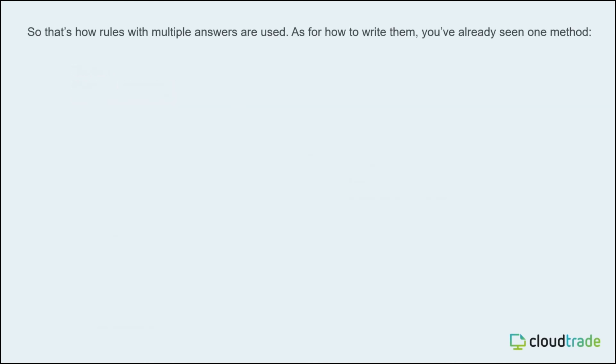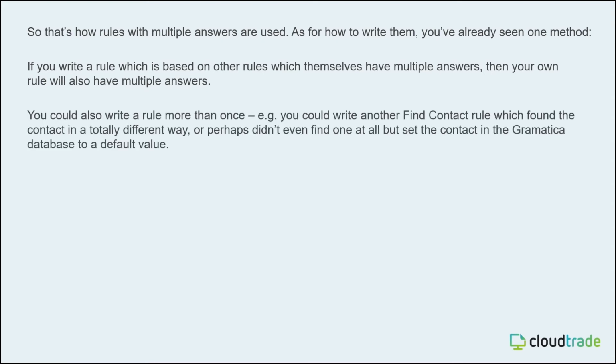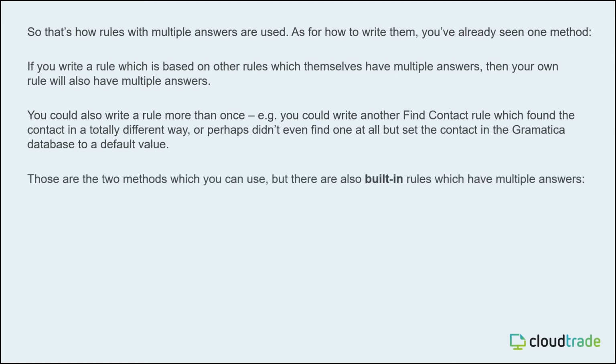As for how you write them, we've already seen one method. If you write a rule which is based on other rules, which themselves have multiple answers, your own rule will also have multiple answers, like find contact one. You could also write the rule more than once. You could write more than one find contact rule if you like, which perhaps find the contacts in totally different ways. Maybe even finishing with just the default value.